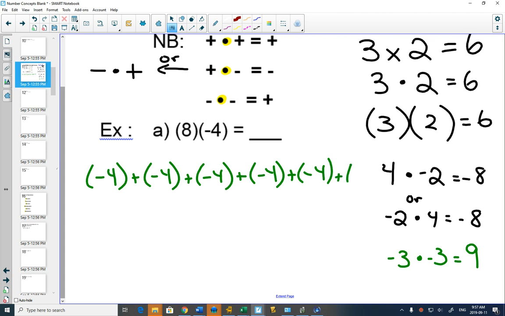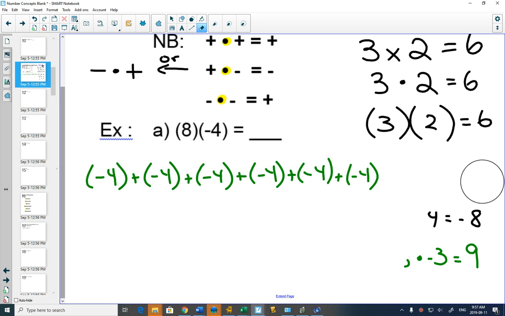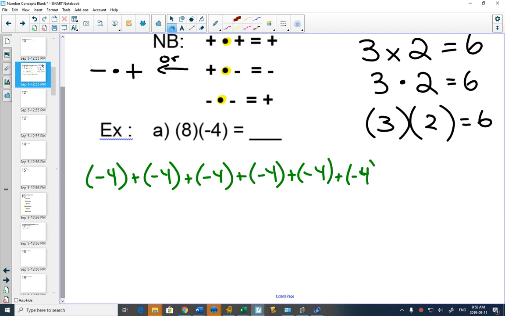How many have I got so far? I'm going to have to erase some of this off to the side. 1, 2, 3, 4, 5, 6. Oh, man. 6, 7, 8 of them. We have 8 negative 4s.